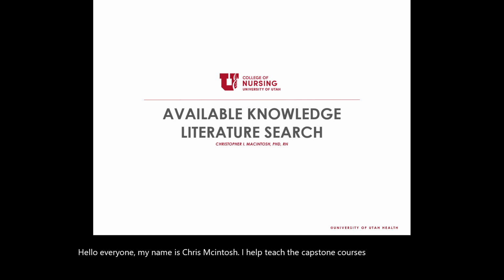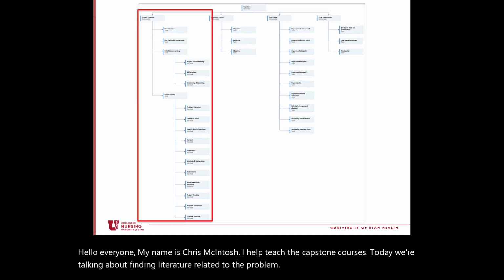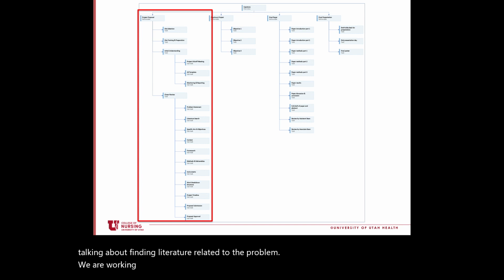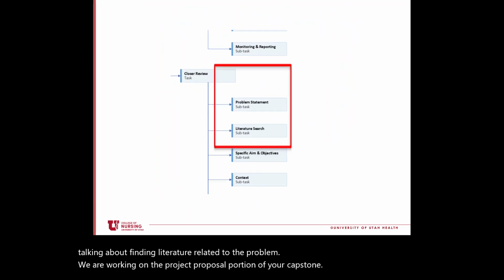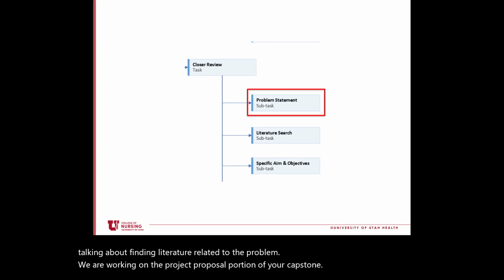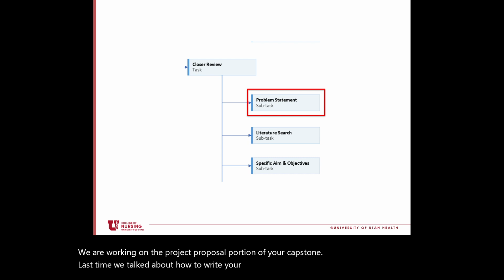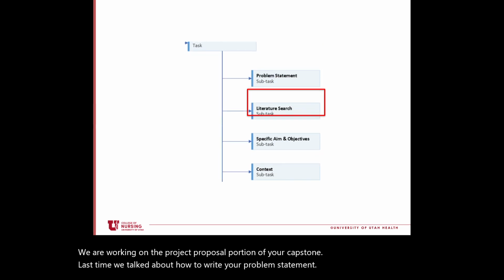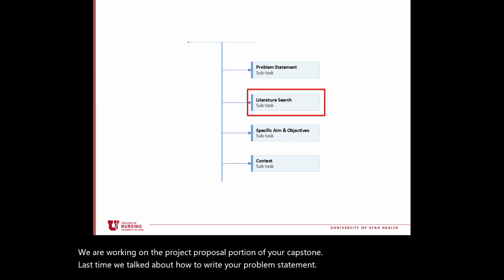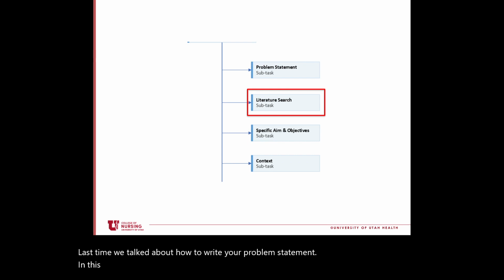Today we're talking about finding literature related to the problem. We are working on the project proposal portion of your capstone. Last time we talked about how to write your problem statement. In this video, we'll talk about how to find relevant literature.